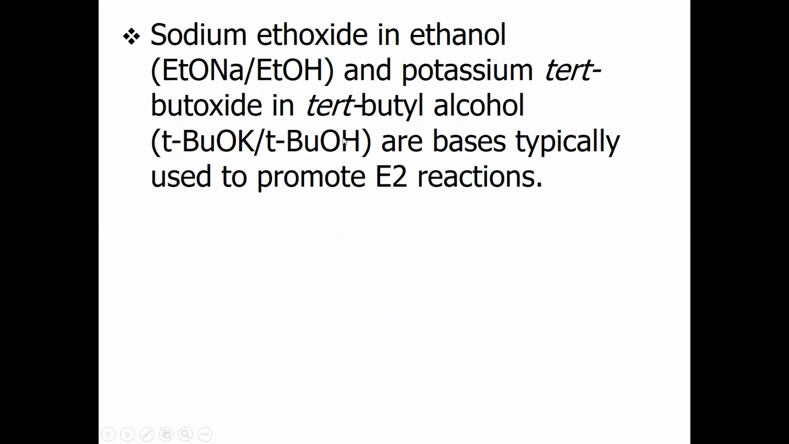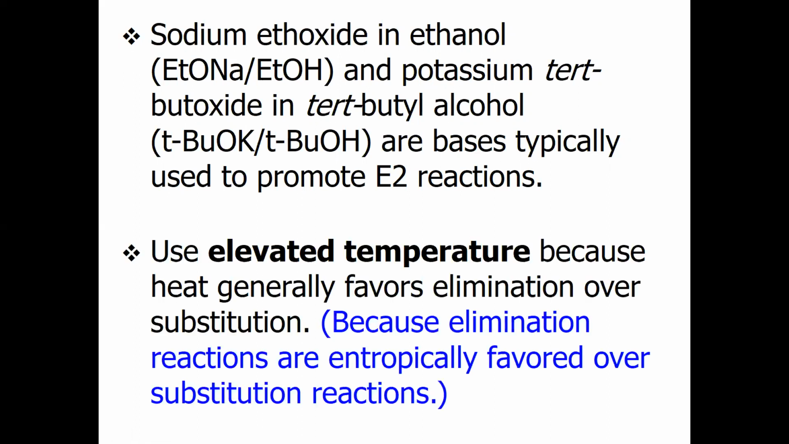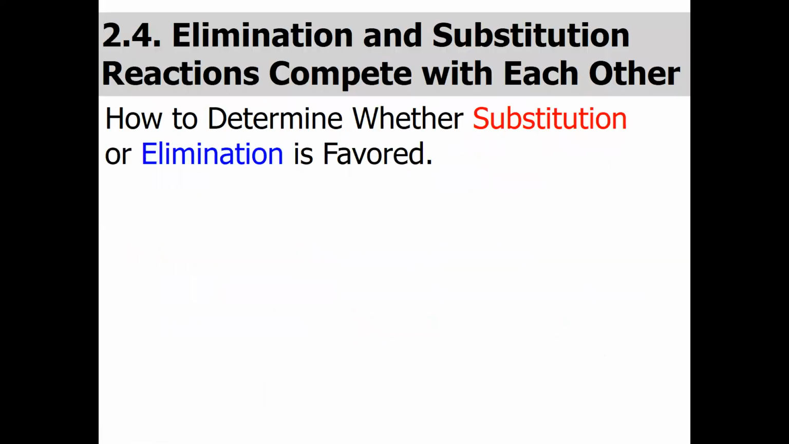Sodium ethoxide in ethanol and potassium tertiary butoxide in tertiary butyl alcohol are bases typically used to promote E2 reaction rather than SN2 reaction. Keep in mind, a bulky base will give you the elimination reaction rather than the substitution reaction. And at high temperature, heat generally favors elimination over substitution. Keep in mind, once you are heating any alkyl halide in the presence of a base, it will favor the elimination reaction rather than the substitution reaction. It is a very important point.